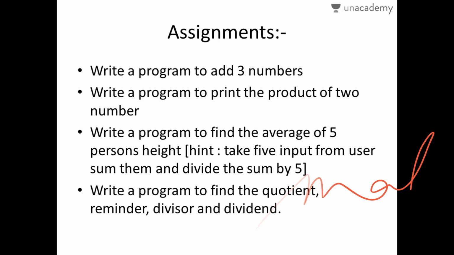Now for quotient, remainder, divisor and dividend. Divisor means by which you are going to divide. Dividend means what is being divided. Quotient means if you write 5 divided by 2, it will give you the quotient, means how many times it is going to be divided. These are all very easy programs, you can do them easily.